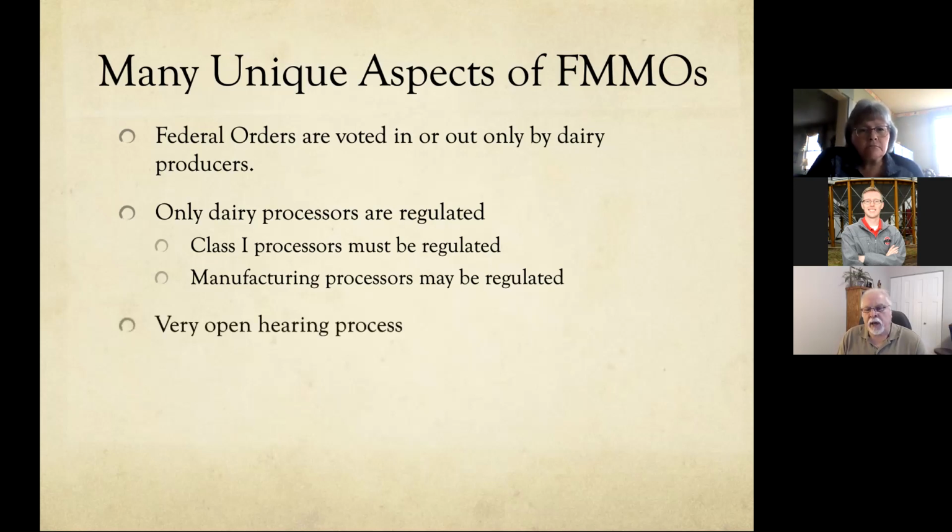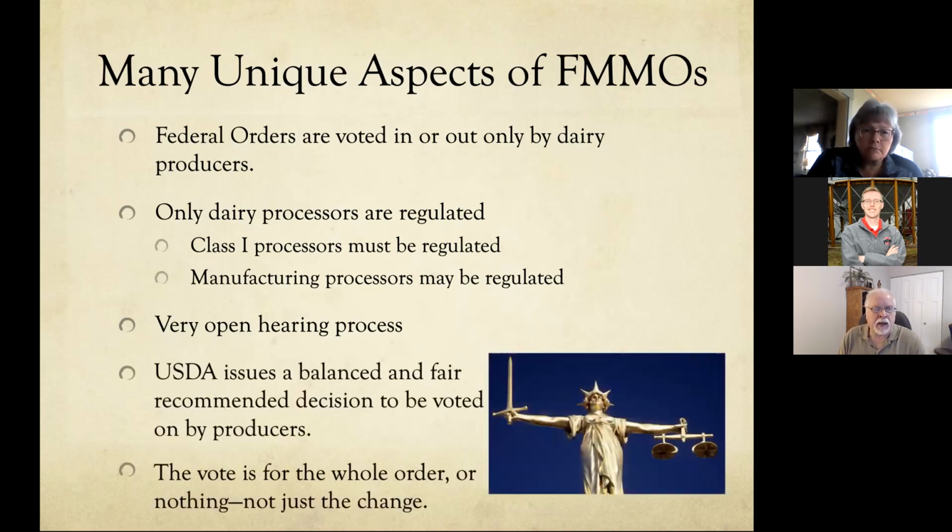And if we have changes or a new order being brought into being, like the California order was just a few years ago, we have to go through a hearing process. And it's a very open process where anybody, and I do literally mean anybody, can come and offer opinions about the scope of the hearing and what's being requested for change. And USDA is really required to issue a very balanced, fair recommendation under this after they listen to everybody's input.